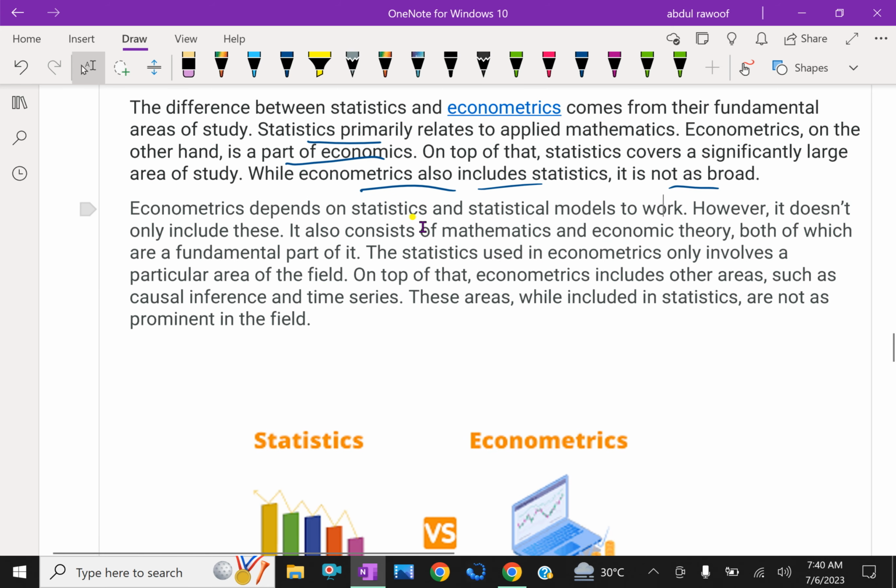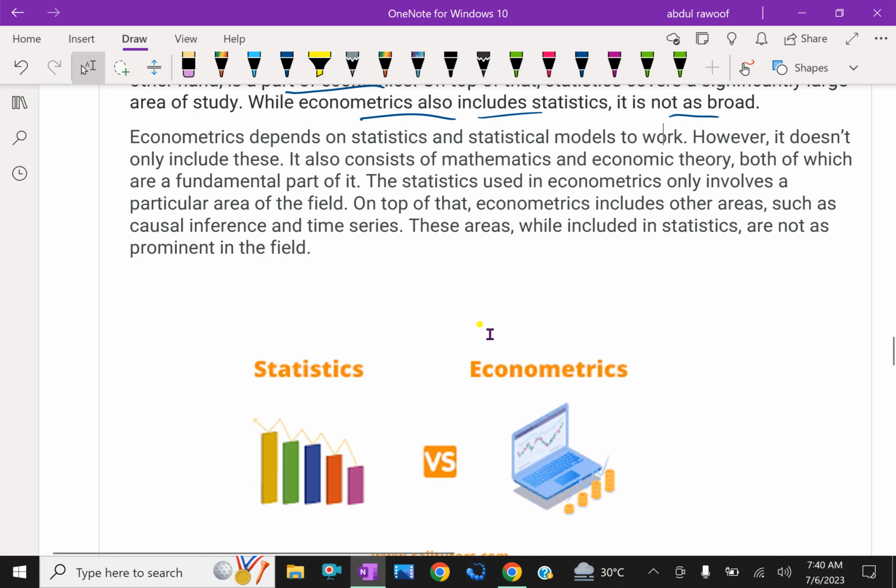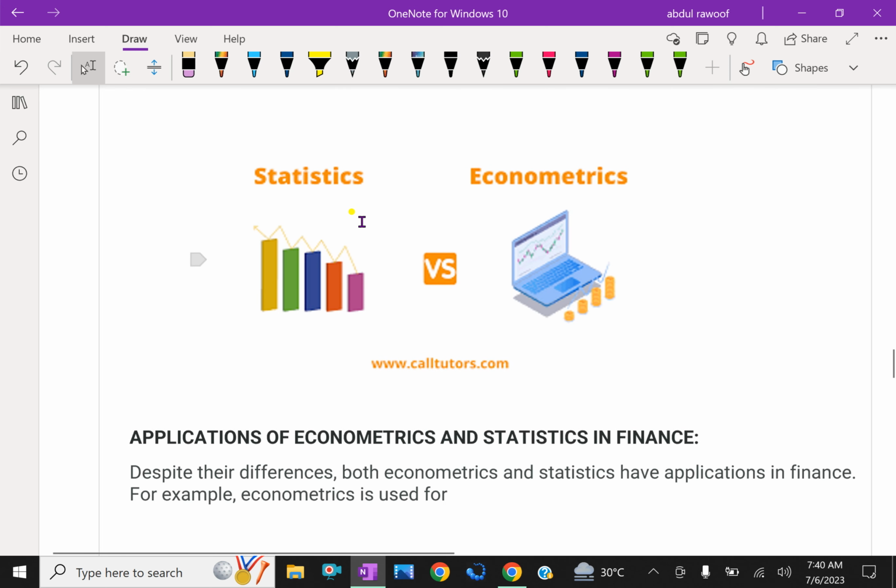Econometrics depends on statistics and statistical models to work. However, it does not only include these. It also consists of mathematics and economic theory, both of which are fundamental parts of it. The statistics used in econometrics only involves a particular area of the field. Now look at here. Econometrics mostly deals with data included in computers and gets the best result.